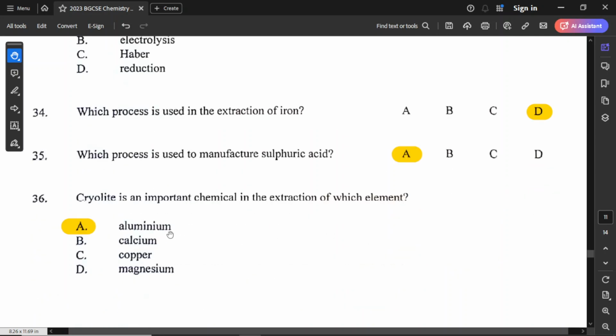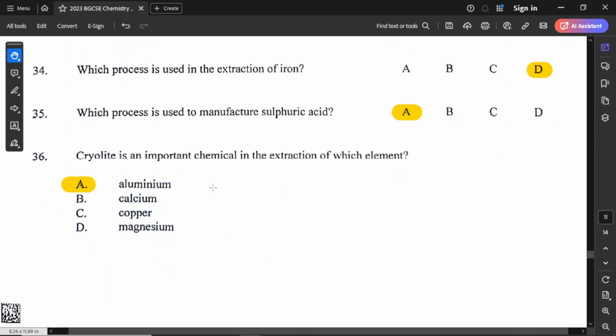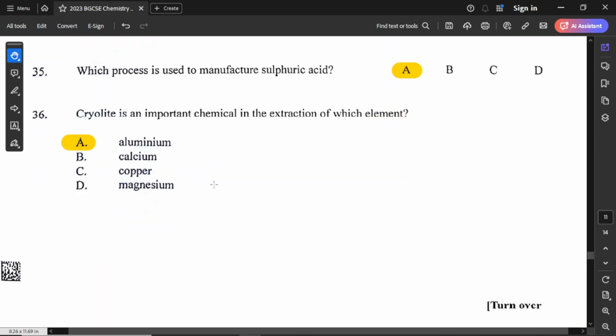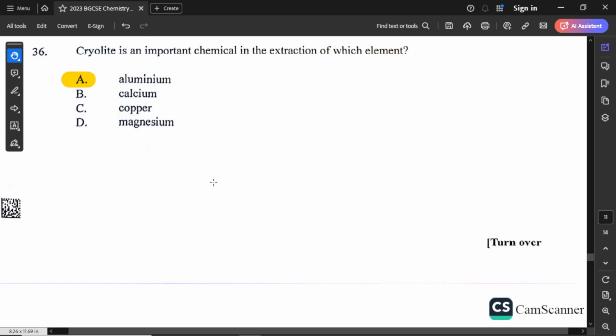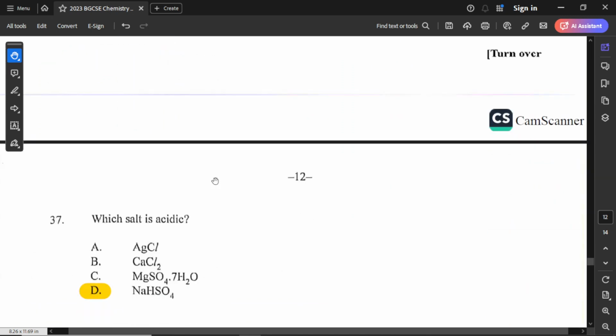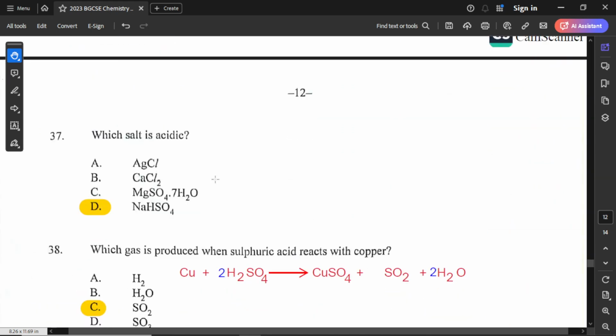All right, here we have cryolite is an important chemical in the extraction of which element? And that is aluminum. All right, and please remember, you need to know the extraction of metals from the various ores, and of course, also their chemical reactions and the different steps that are involved.